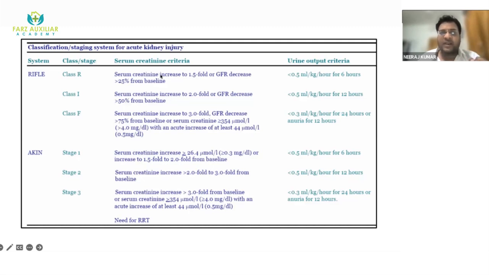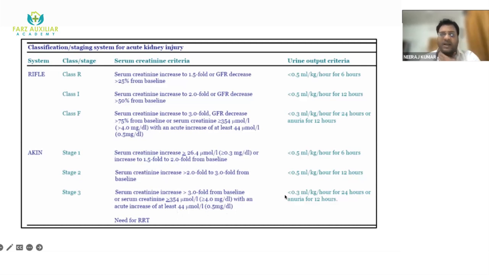But in RIFLE R, they have also included the GFR, that is decrease in the GFR by more than 25%, decrease in GFR by more than 50%, and decrease in GFR by more than 75% from the baseline GFR. So they have classified it as R, I, and F. Similarly, if the patient is in stage 3 AKIN criteria, what does it mean? Stage 3 means the creatinine has increased to 3-fold. What do you mean by 3-fold? It means the creatinine is more than 4 milligram per DL with an acute increase of 0.5 milligram per DL.